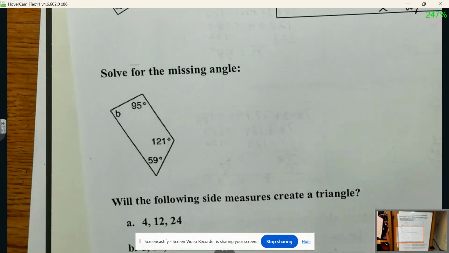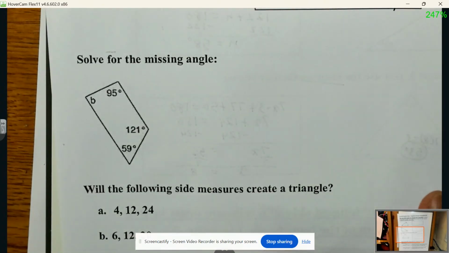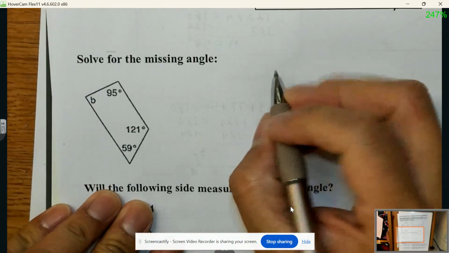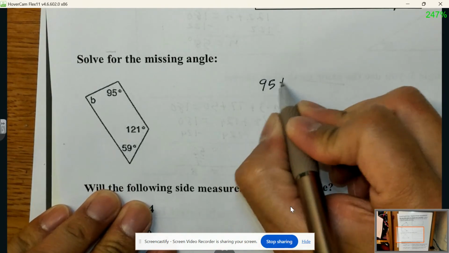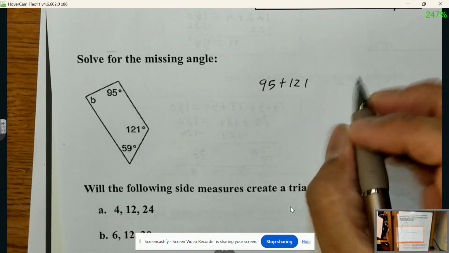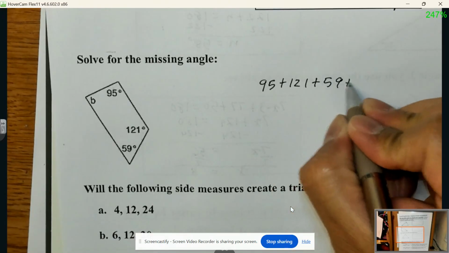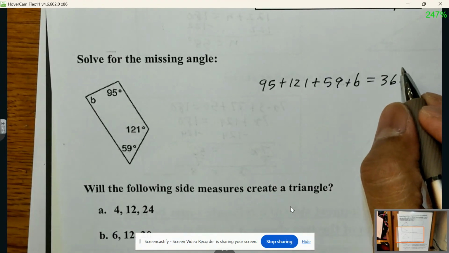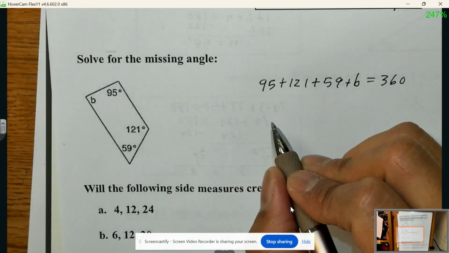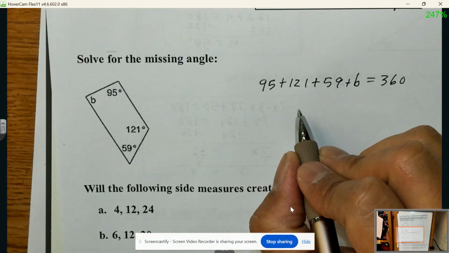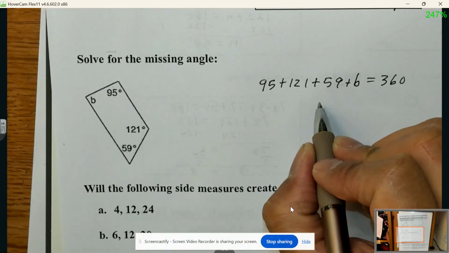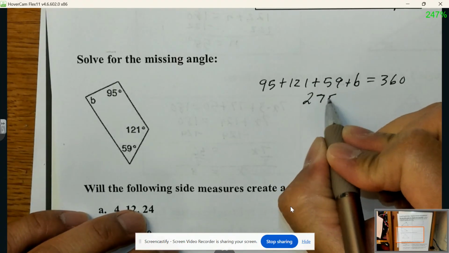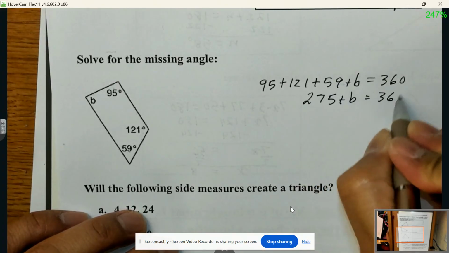Okay, so how would we solve for the missing angle here? All right, now this one's a little less complicated. We have 95 plus 121 plus 59 plus b, which equals 360 degrees. And then we add 95 plus 121 plus 59, and we get 275 plus b equals 360.